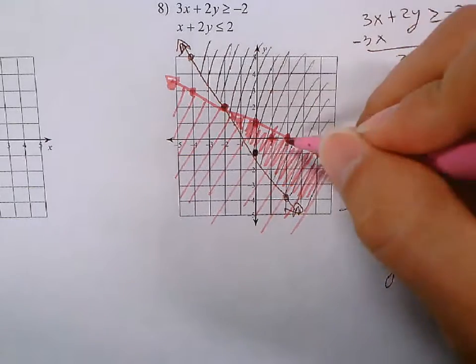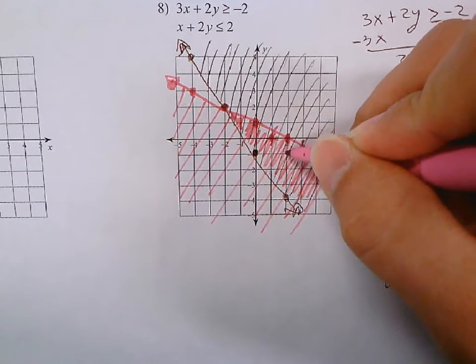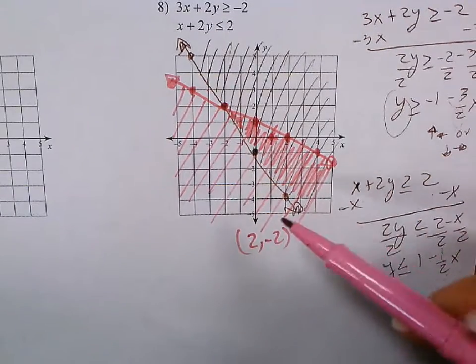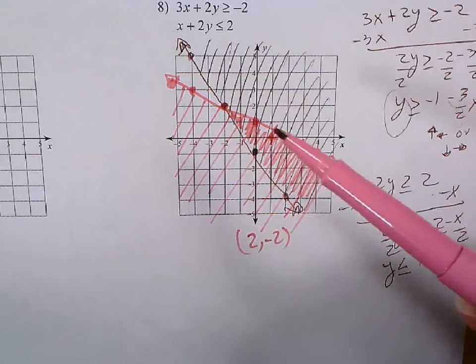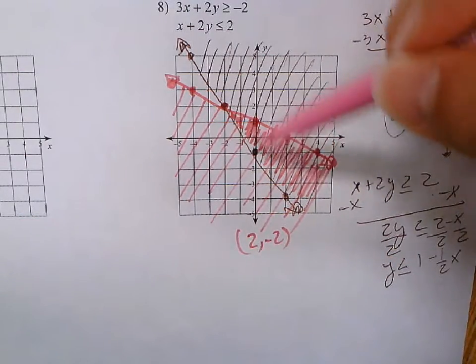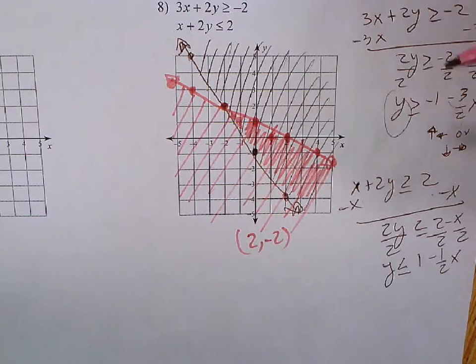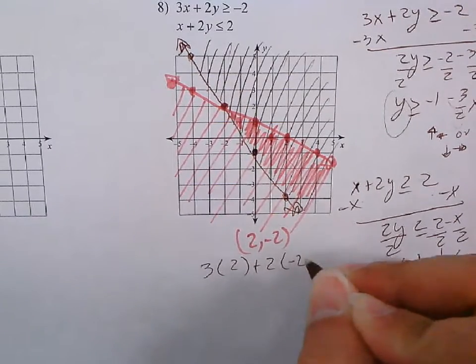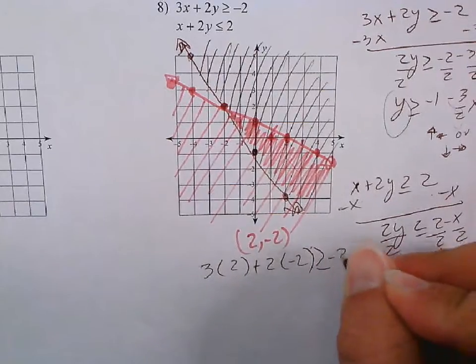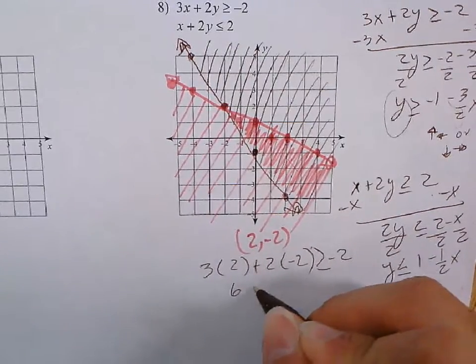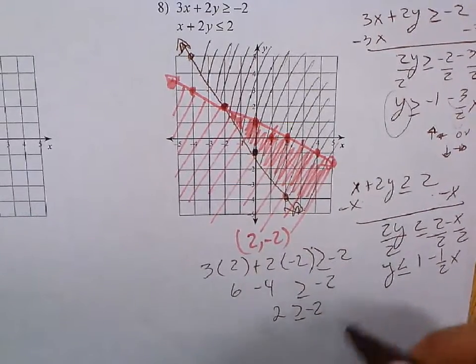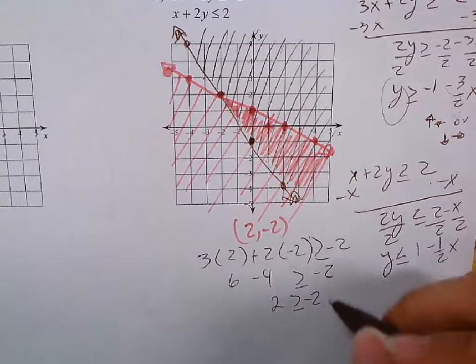So in this example, I can pick 2 comma negative 2 as one of the points for my solutions because it falls under the overlap, where the shading is overlapped. And I can check simply by plugging in 3 times 2 plus 2 times negative 2. Is that greater than or equal to negative 2? Well, this is 6 minus 4, which is 2. And 2 is in fact greater than negative 2, so it works.